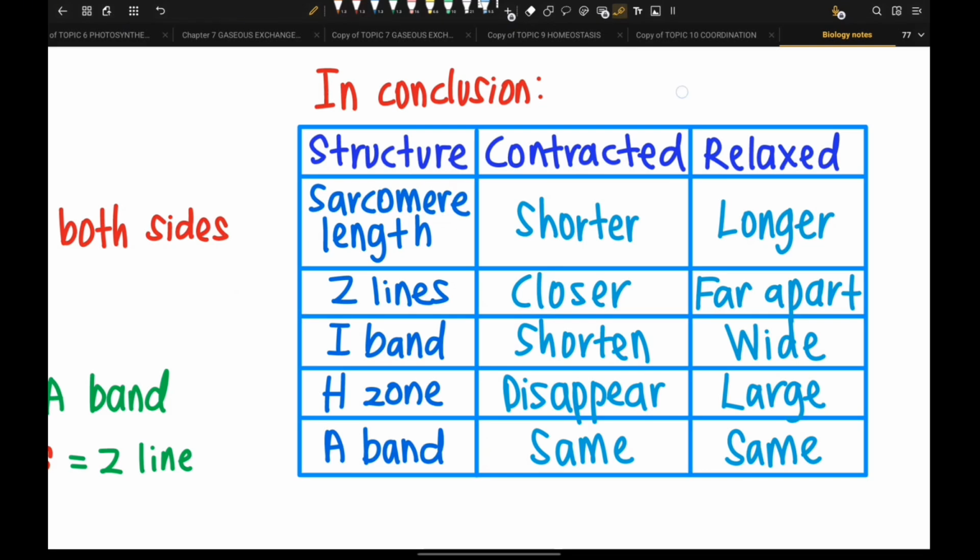You can just use this table to understand what happens when the sarcomere undergoes relaxation and contraction states. The sarcomere length is shorter when contracted and longer when relaxed. Z-lines become closer in contraction and very far apart in relaxation. I-band becomes shorter in contraction and wide in relaxation. H-zone disappears, and when the muscle relaxes, the H-zone is large. A-band stays the same.